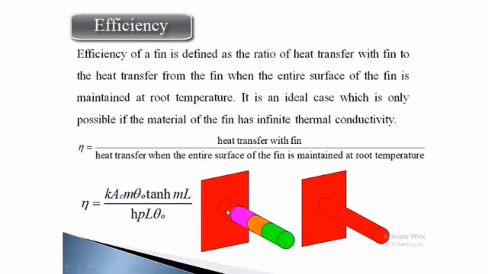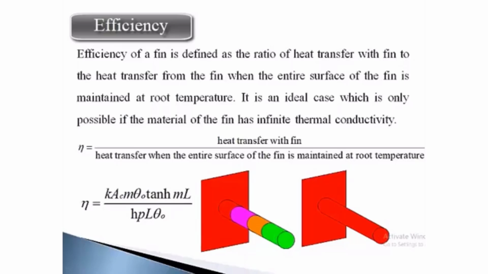Now I have divided this fin, which is circular in shape, into 4 parts. Nearer to the base, the temperature will be very close to the base temperature. This part has almost the same temperature as the base. Now when it comes to the second part, the temperature of the fin has decreased. Again the temperature is decreasing, and this green color I use to represent the lowest temperature. So when it comes to the end, the temperature has considerably decreased.